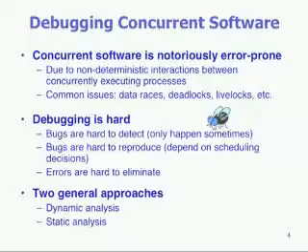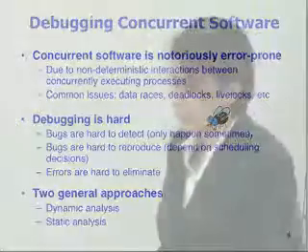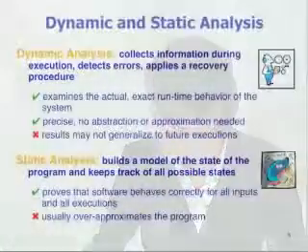Debugging concurrent software is very hard. First of all, concurrent software is error-prone because of non-deterministic interaction between concurrently executing processes. Common issues with concurrent software are data races, deadlocks, and livelocks. It's hard to detect bugs in concurrent software because they only happen sometimes. It's hard to reproduce them because most of these bugs appear because of particular scheduling decisions, and it's hard to eliminate them. Two general approaches to debug concurrent software are dynamic analysis and static analysis.